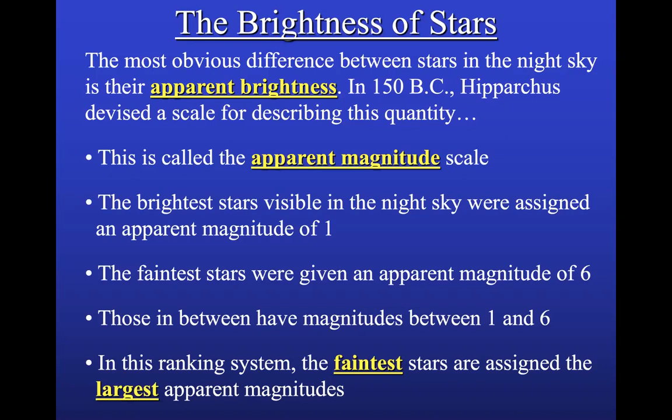Now, this is what Hipparchus did. He assigned the number one as the magnitude for the brightest star visible in the night sky. So its apparent magnitude is one, and then he looked at the faintest star that he could see, and gave an apparent magnitude of 6 to that particular star. Right? The stars between that range are given a magnitude value between 1 and 6. So that's what Hipparchus did at his time.